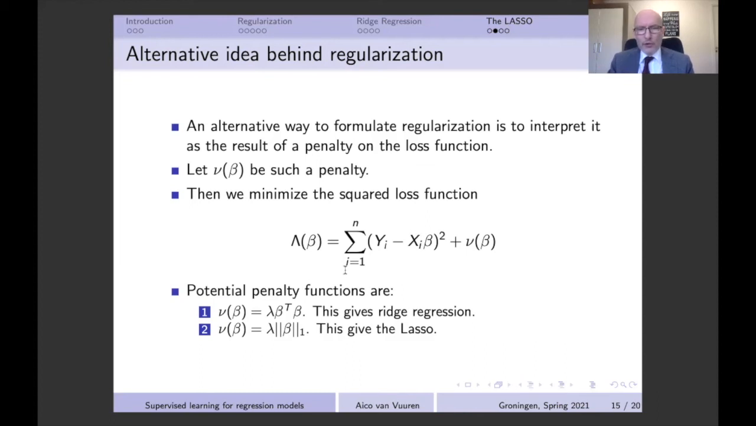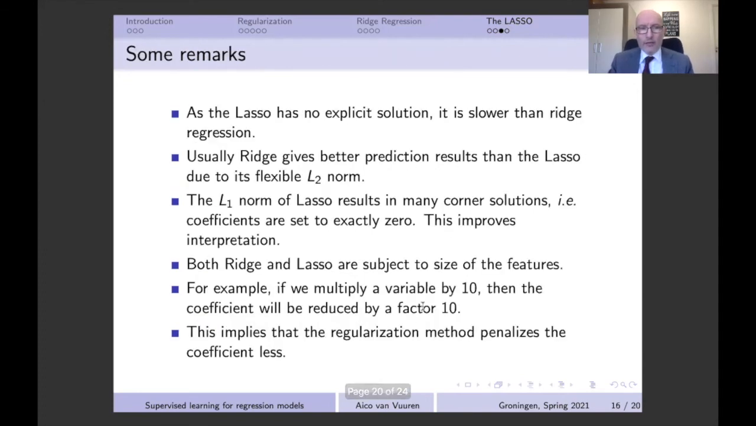One thing that you could do, and that's actually also possible in Python, is to look at a combination of the two. So you're, for example, going to have lambda 1 times beta transpose beta plus lambda 2 times the L1 term over here. And you get something which is some kind of in between ridge regression and the lasso. Even though that might be interesting to do, I'm not going to discuss that over here.